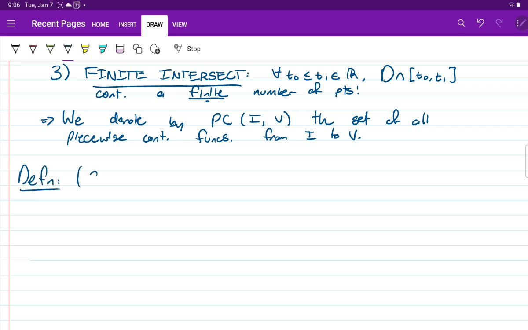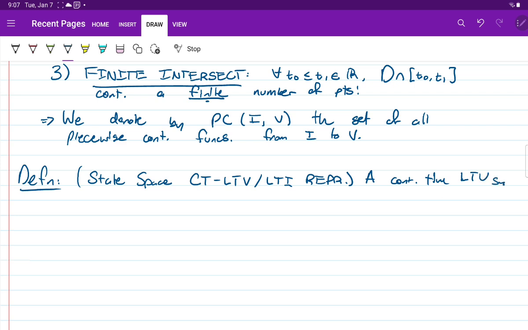So, definition: this is going to be a state space, continuous time LTV/LTI representation. And it's going to consist of the following data. So a continuous time LTV system representation, I'll just start with LTV, consists of the following data.